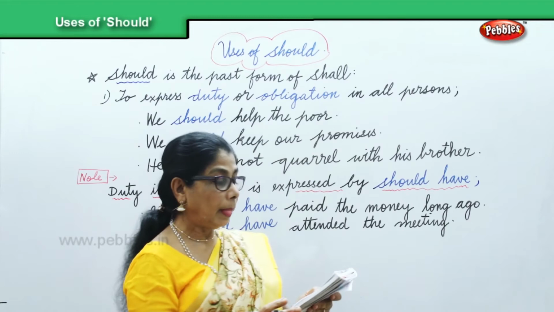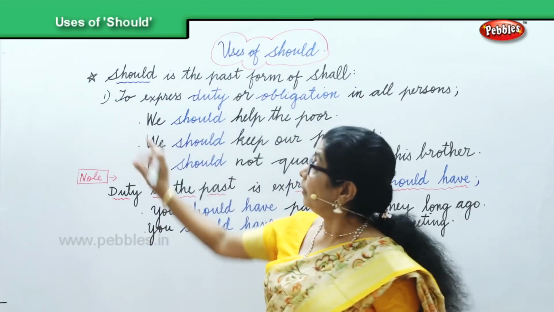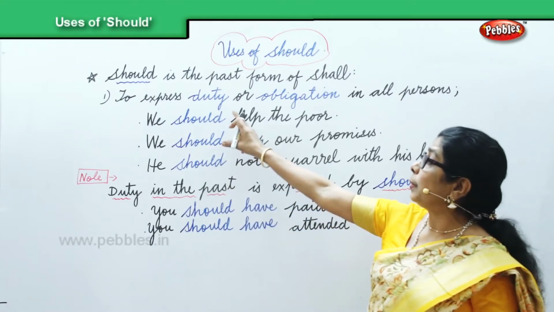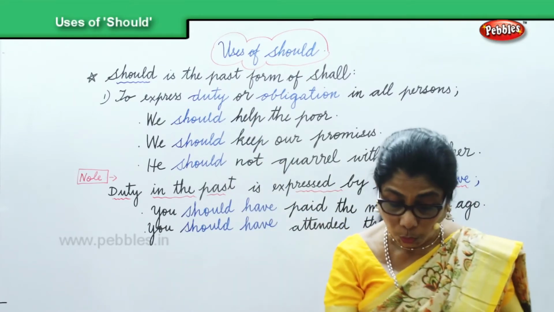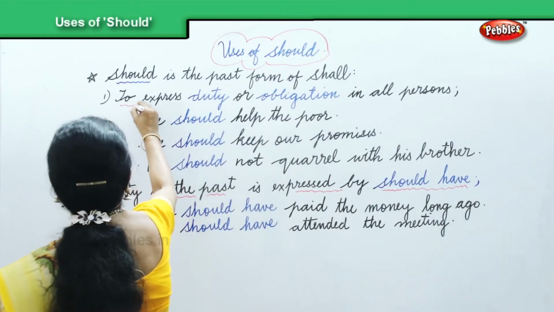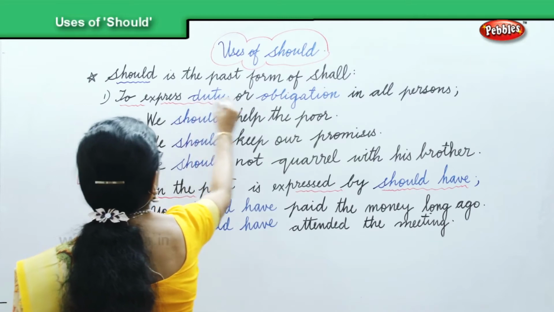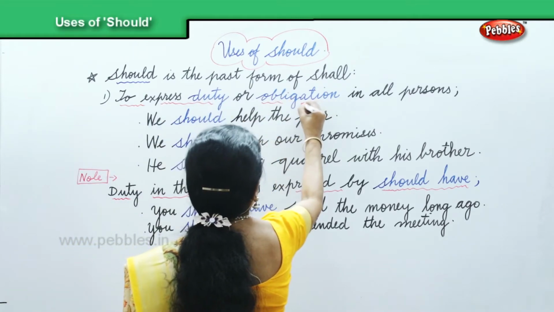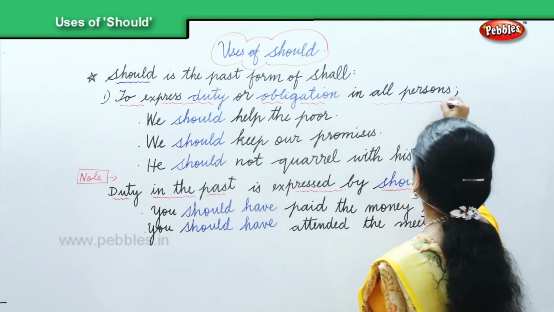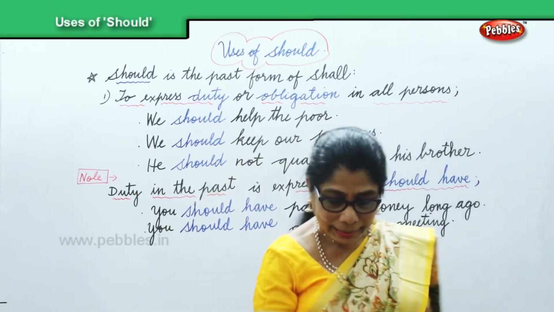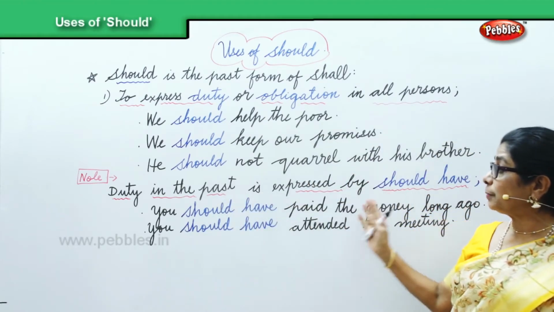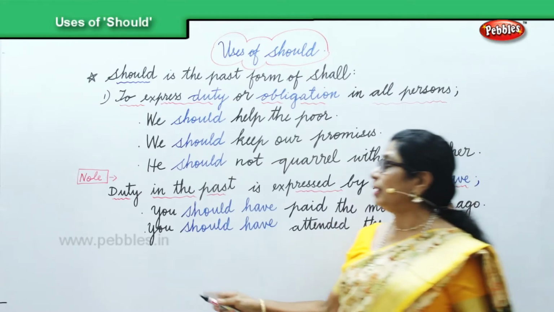Okay. Then we have done the first: should, the past form of shall, is used to express duty. That's the first one. When is this should used? To express duty or obligation. To whom? In all persons. Okay, that's the first one. And what we need to remember, sometimes duty in the past is expressed with should have.